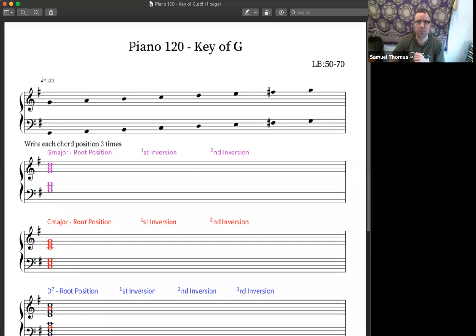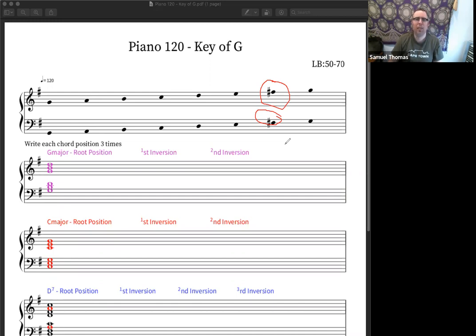I'm going to show you my screen now. The G major scale, as we have here, we have G, A, B, C, D, E, F sharp. Okay? And on the left hand, G, A, B, D, E, F sharp. Right? So that is what makes the key of G different from the key of C.